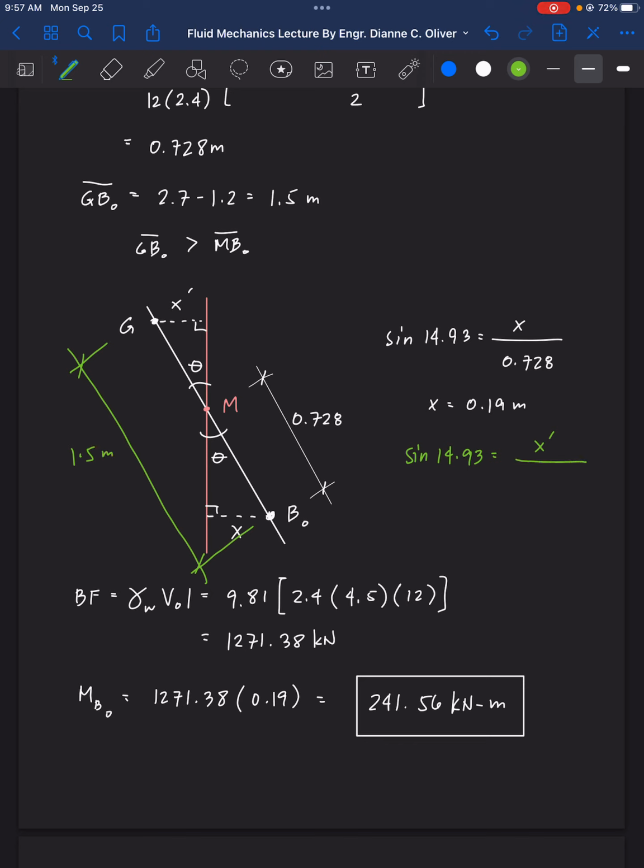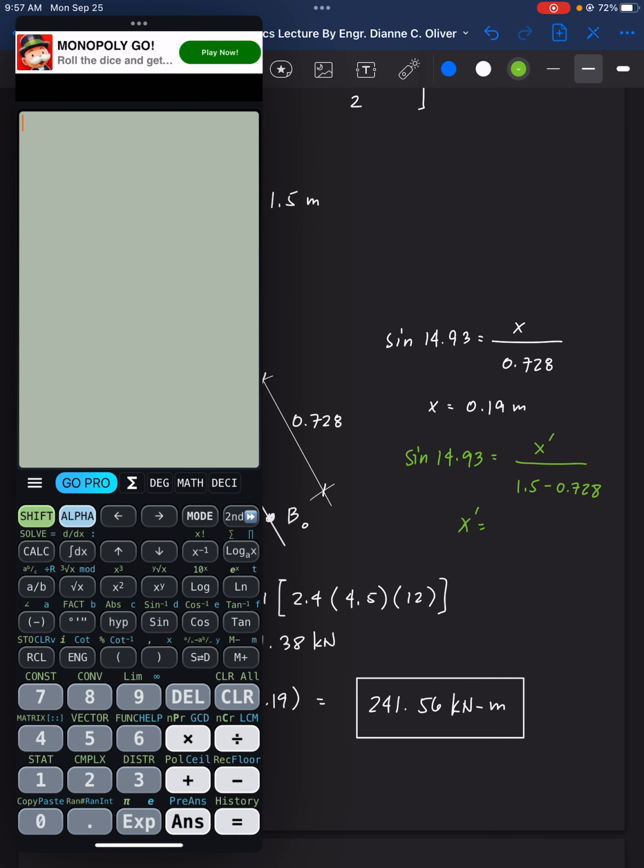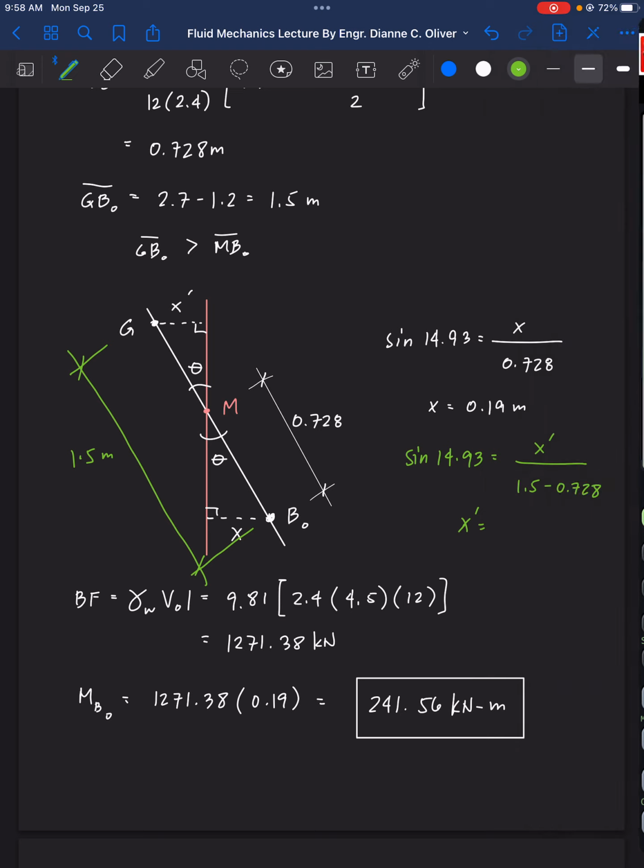Therefore, for this triangle, we have 1.5 minus 0.728. So x prime is equal to 1.5 minus 0.728 times sine 14.93. So that is say 0.2. So we will use x prime as 0.2 meter.